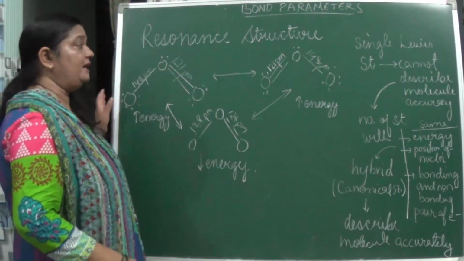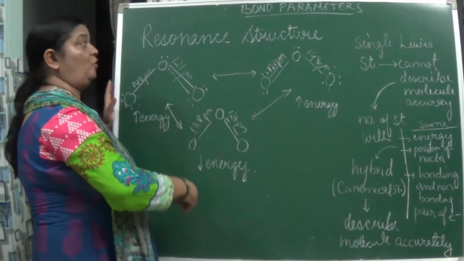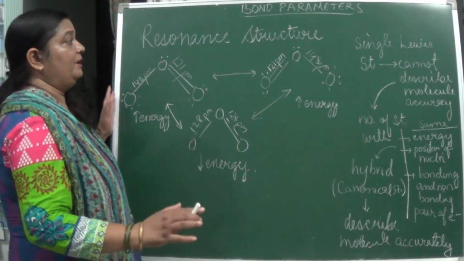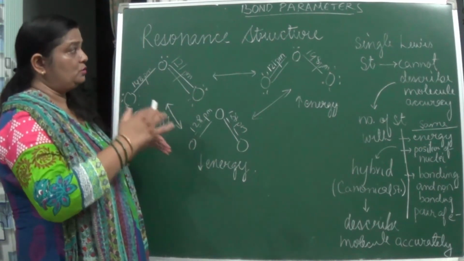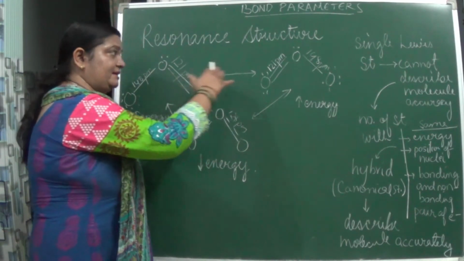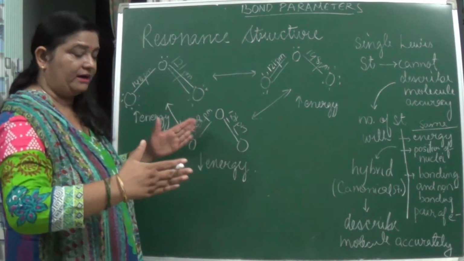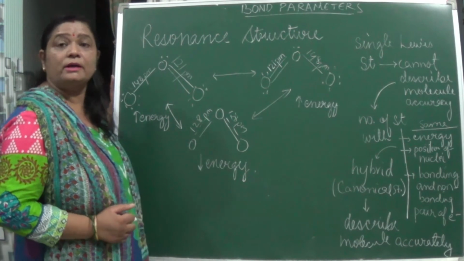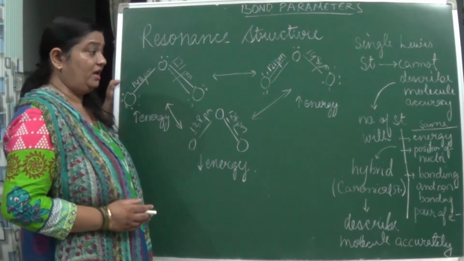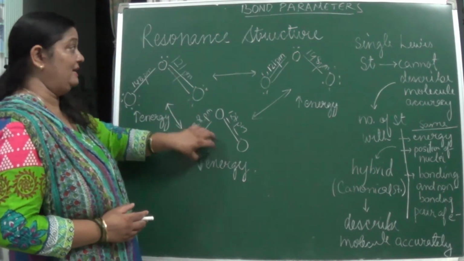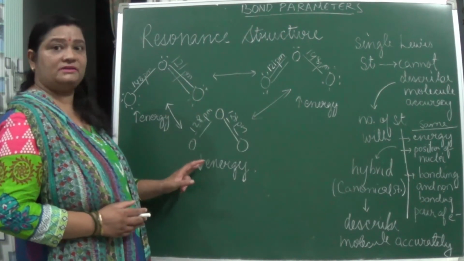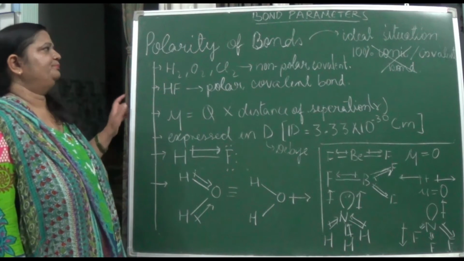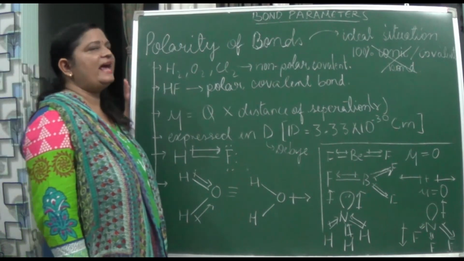But when we say that it is existing, if you want to see a single structure, no, because this is going on so fast that you can't say that yes, we are getting such a shape at that moment. So this is all about the resonance structure. Here the energy is also the least compared to these two. This hybrid structure is more stable in nature. So the next bond parameter is polarity of bonds.